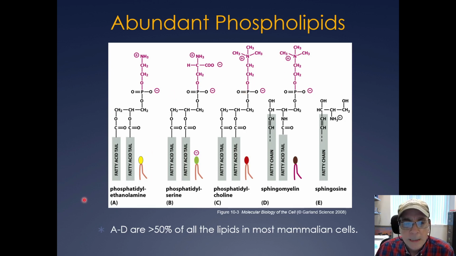For general purposes too, it turns out that A, B, C, and D here are the most abundant phospholipids in a mammalian cell, and they represent greater than 50% of all the phospholipids in a cell. These will make up the lipid bilayer of all the different compartments and the plasma membrane, and that includes the ER, the Golgi, the mitochondria and things like that.